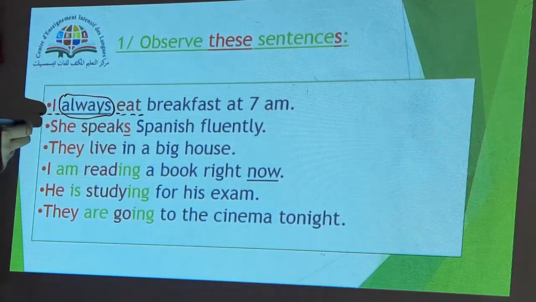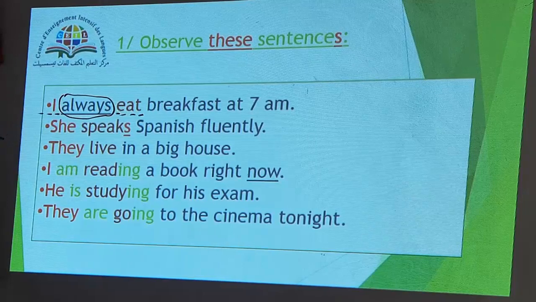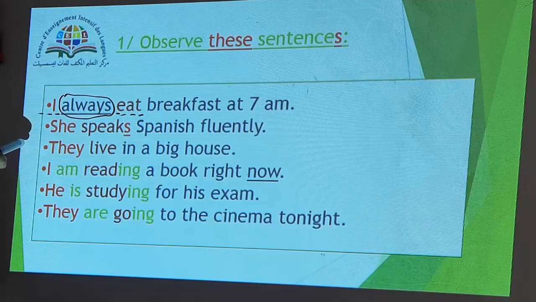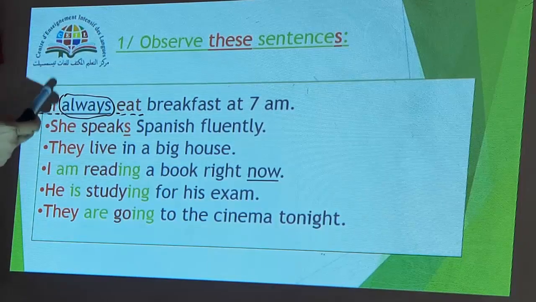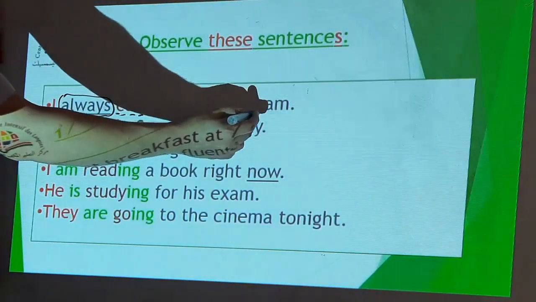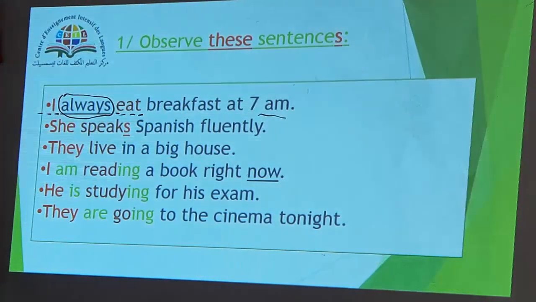This is what we call an adverb of frequency. Okay? And adverbs of frequency are usually used with the present simple. So, we use the present simple in order to express a habit. I always eat breakfast at 7 a.m. Okay?